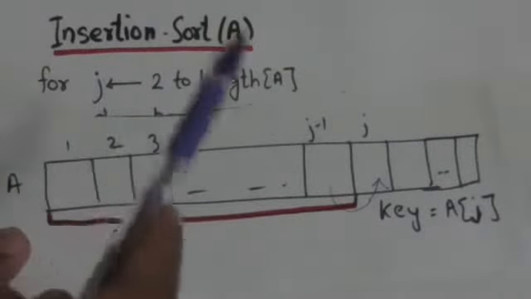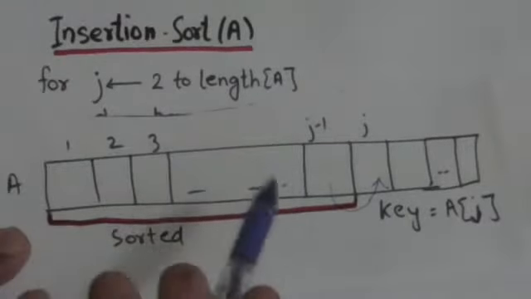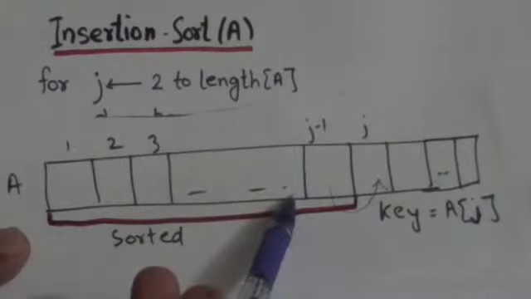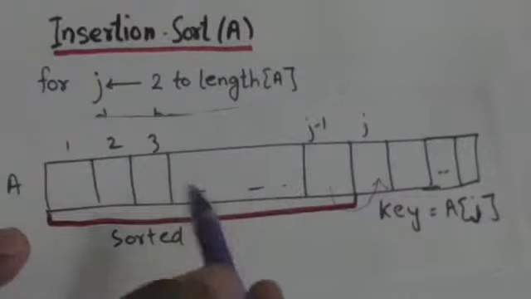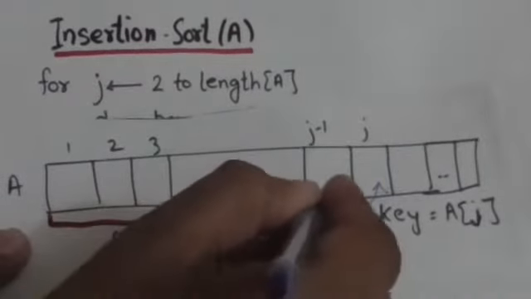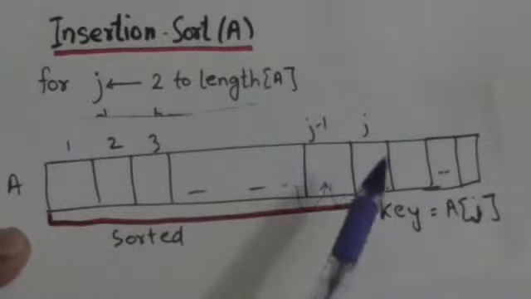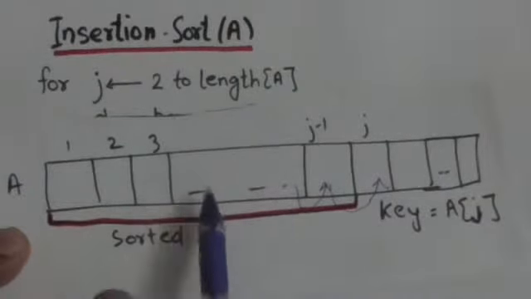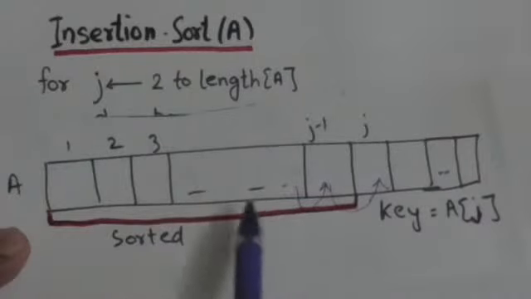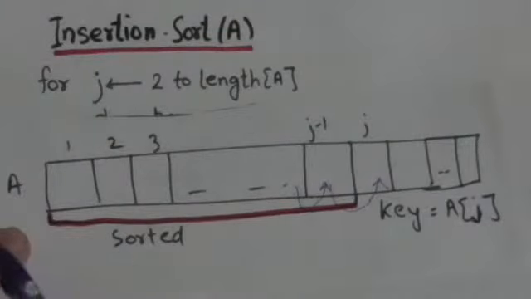That is, we will shift it one index higher. Then we will compare the element at the next lower index with key. If it is greater than key, then we will shift it one position right in the array. We will keep on comparing the elements with key and shifting them one position right, and each time we will take the element with one lower index than the previous one.